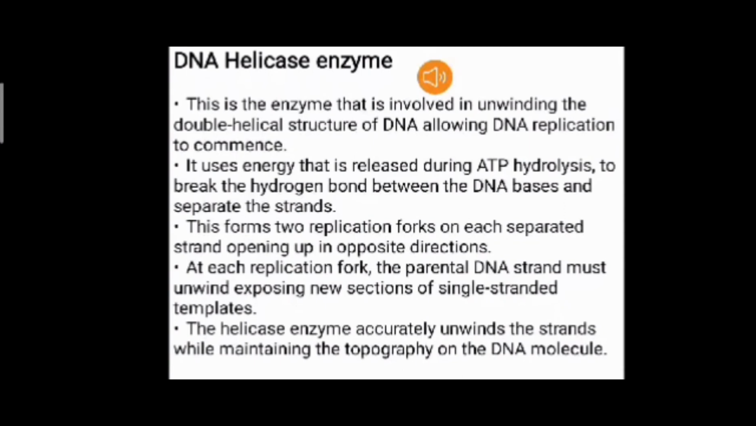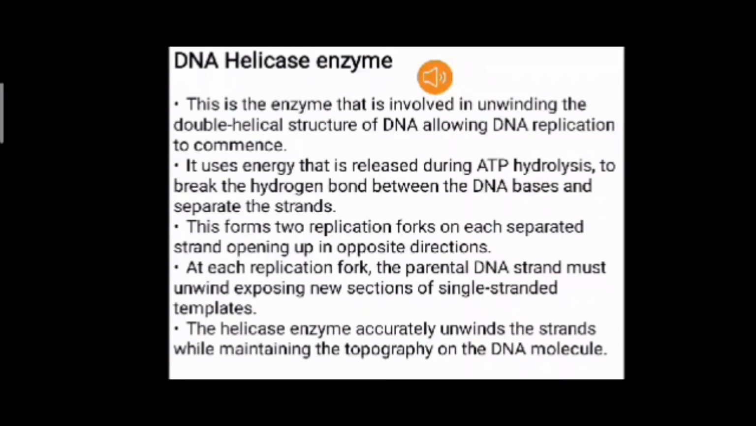DNA helicase enzyme. This is the enzyme that is involved in unwinding the double helical structure of DNA, allowing DNA replication to commence. It uses energy that is released during ATP hydrolysis to break the hydrogen bonds between the DNA bases and separate the strands. This forms two replication forks on each separated strand, opening up in opposite directions.